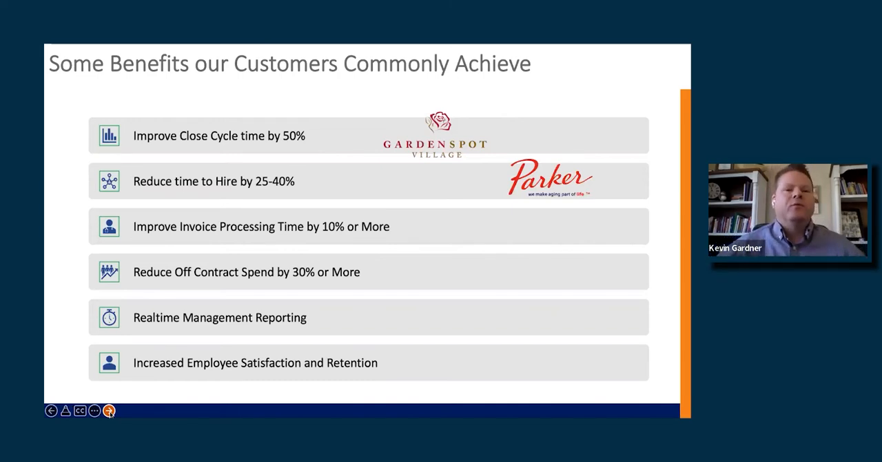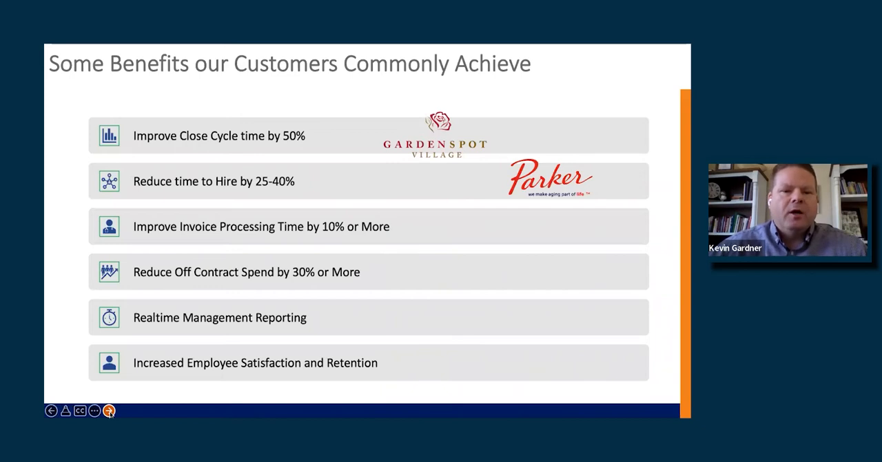So when you look at improving close cycle time by 50%, we've got a situation here with Garden Spot, another one of our clients who really wanted to close that gap on the amount of time it was taking them to close their books. We're going to show you an example down the road of what one of these reports looks like, but they were able to cut that close time in half. And so these are very impactful numbers as it relates to how the business operates.